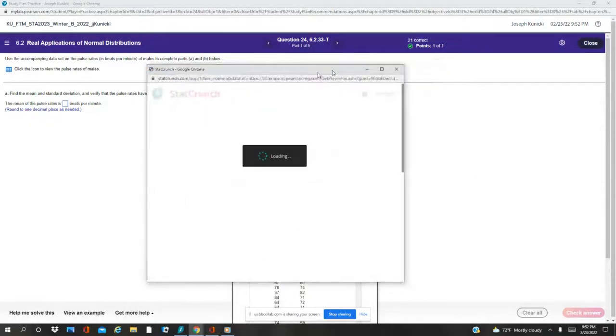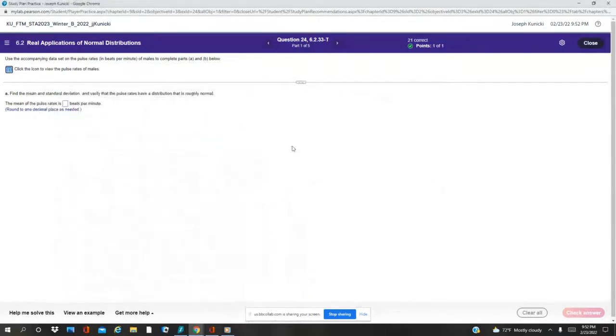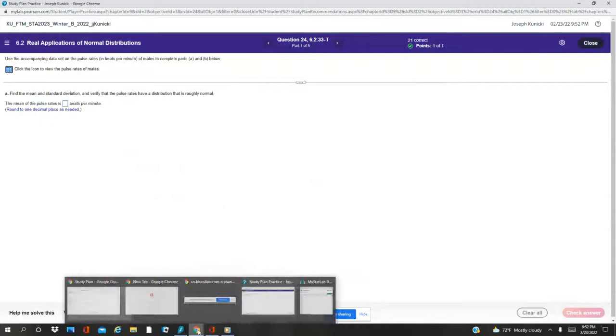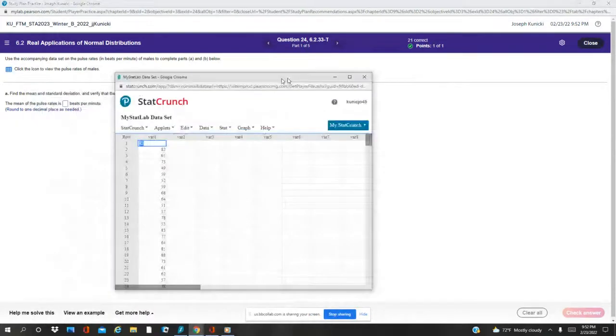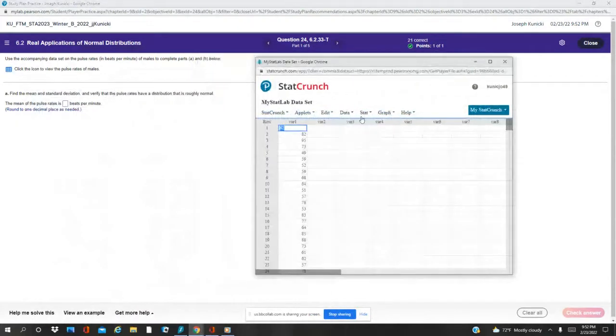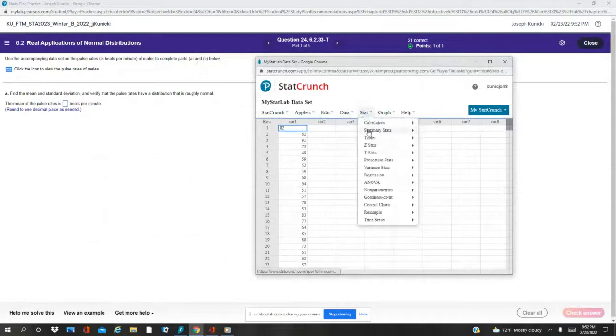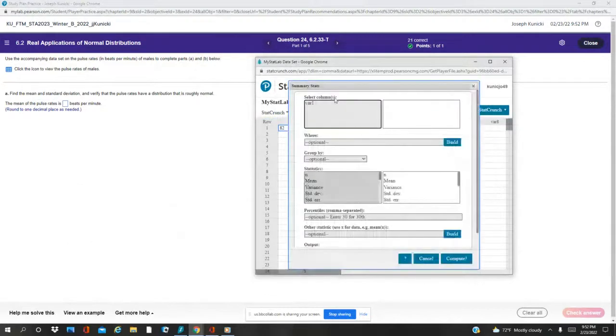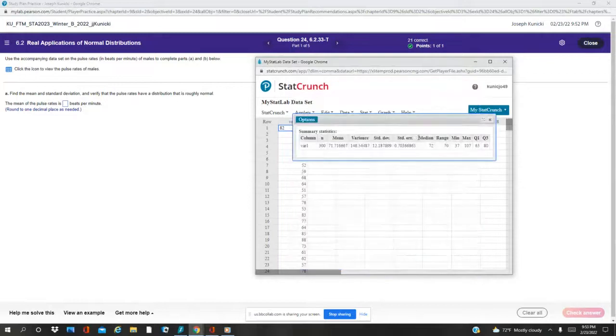All right, and then I'm going to close this. So I want the mean pulse rates. So we do Stat, Summary Stats, Columns, Variable 1, and it's to one decimal place. The mean is 71.7.